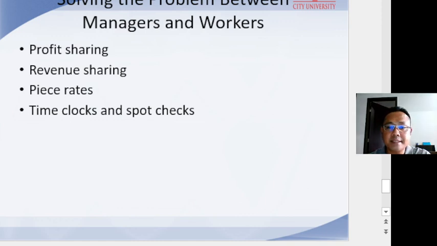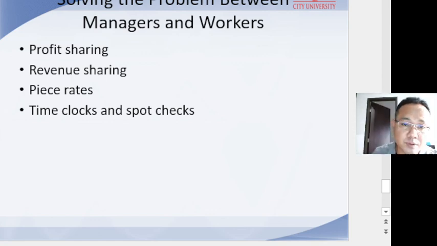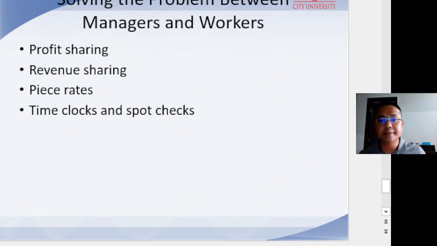So a more useful mechanism for monitoring workers is for a manager to engage in spot checks of the workplace. In this case, the manager enters the workplace from time to time to monitor workers. So spot checks allow the manager to verify not only that workers are physically present, but also that worker effort and quality of the work are satisfactory.